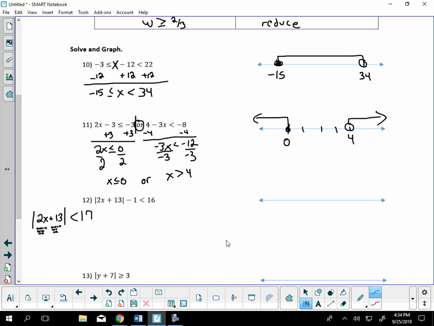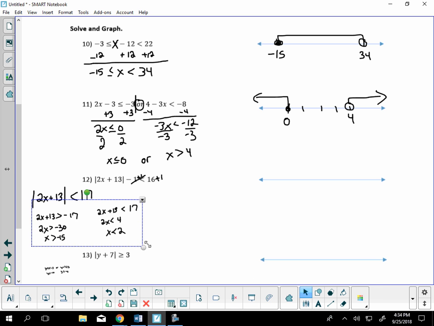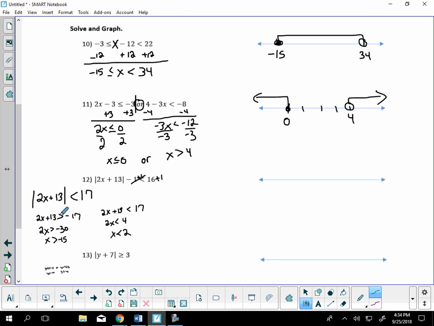On 17, what I need to do on that one is set up 2 inequalities. But before I do that, I have to get that absolute value by itself. So I'm going to go ahead and plus 1 to both sides. When I plus 1, those cancel out, and I'm left with the absolute value of 2x plus 13 is less than 17. Once I have that absolute value by itself, I can set up 2 equations. I have the negative scenario and the positive scenario. On the negative scenario, I flip the direction of the inequality. So that less than becomes a greater than.